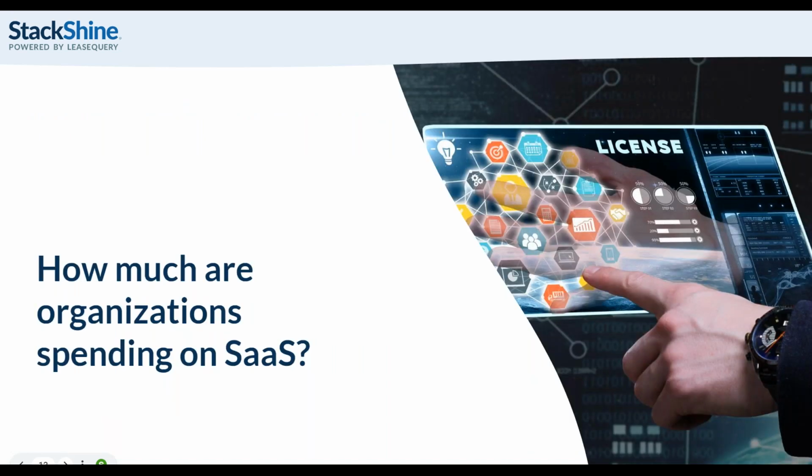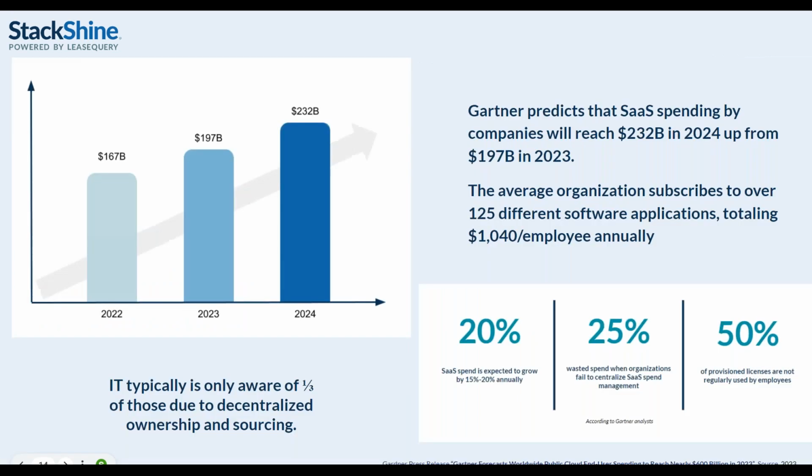So we've established that SaaS is everywhere and everyone's using it, and there are a lot of great reasons why. But since people are using it more, organizations are spending more on SaaS. How much are people spending on SaaS and how much is it growing? Well, a lot. Gartner predicts that SaaS spending will reach $232 billion, that's right, with a B, in 2024, up from $197 billion in 2020. That's almost a 20% increase year over year, and that's only going to continue to grow.